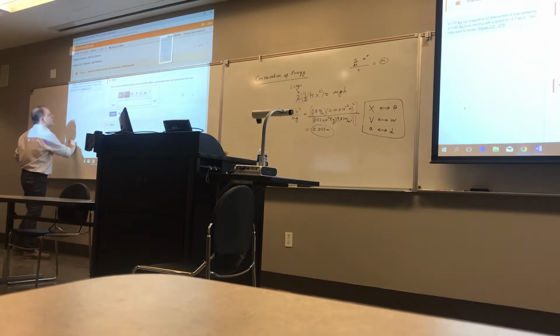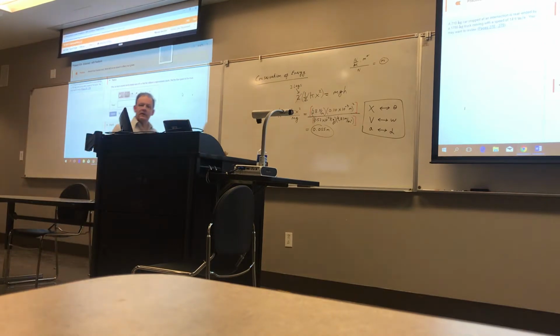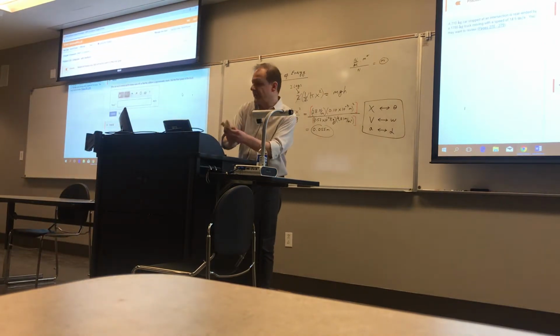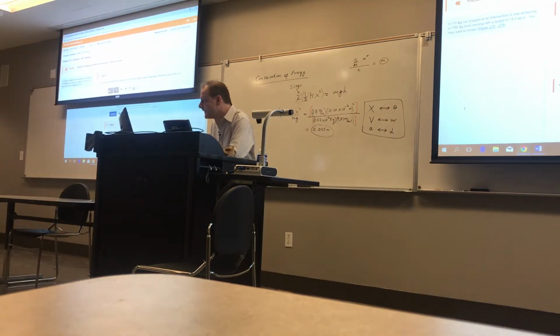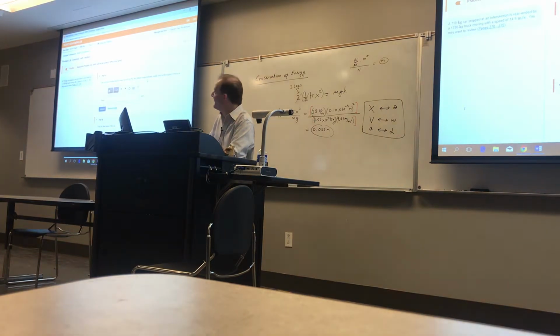So what do you think? Do you think it's elastic or inelastic? Do you think it's elastic? Why do you think that? But it says so. And the clue here is it says the car is in neutral with the brakes off.